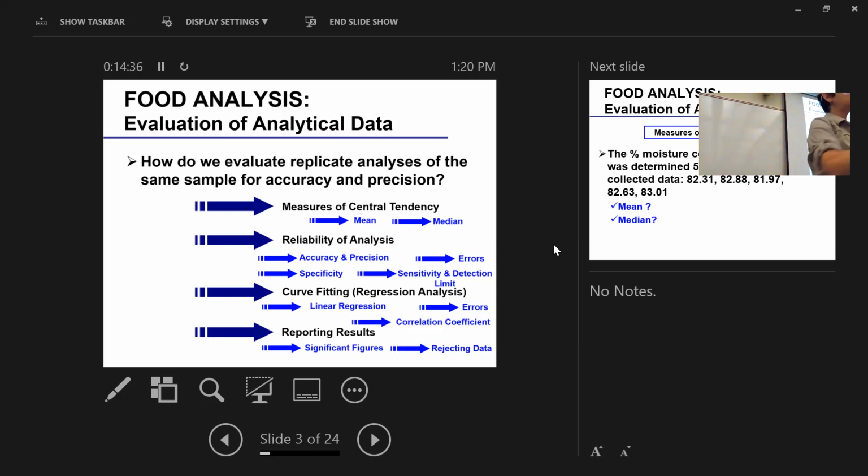So you cannot just say, okay, I don't like this data point, I'm going to throw it out. There is a statistical measure to reject that data point. We'll talk about that, and it's called the Q-test. So we'll talk about how you would reject the data if it's skewed so that you improve your precision and you improve your accuracy.